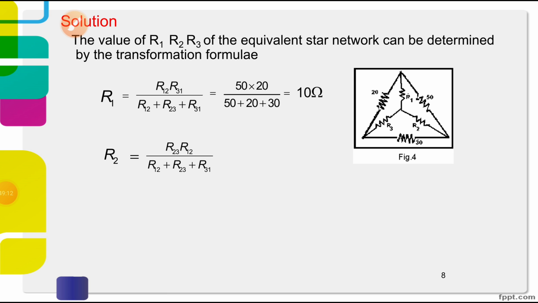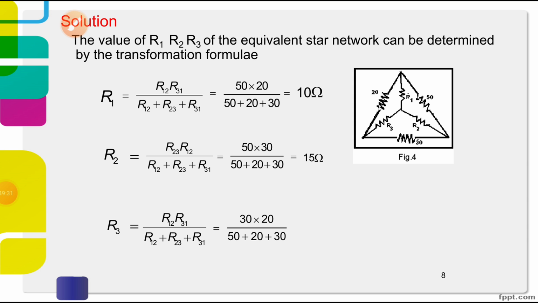Then the R2 value. Numerator changes, denominator is the same. R2 is equal to R23 into R12 divided by the sum. Simply substituting, we are going to get 15 ohms. Now R3: numerator changes, denominator is the same, simply substitute the values and you get 6 ohms. These are the values in the star equivalent network.